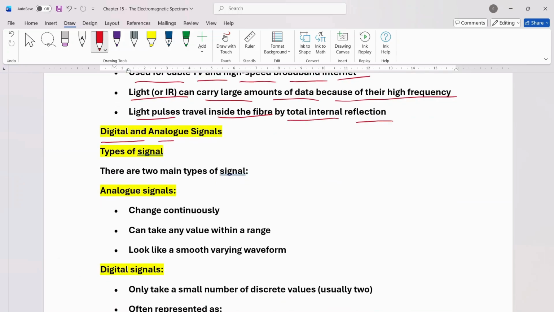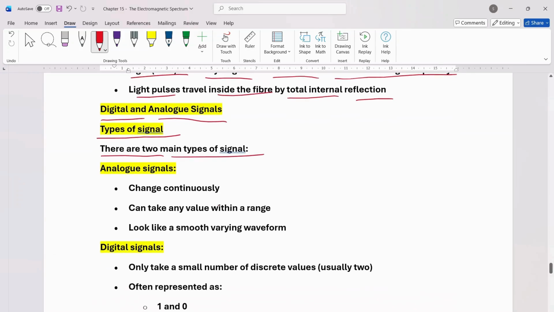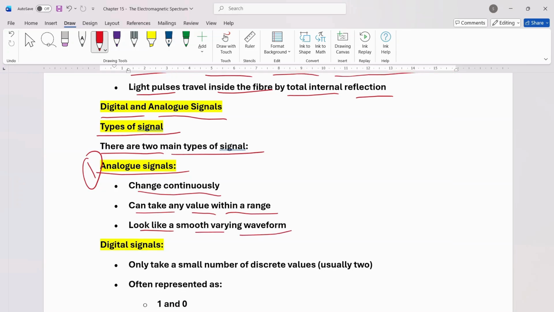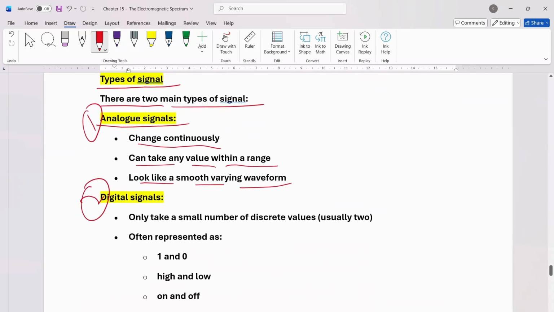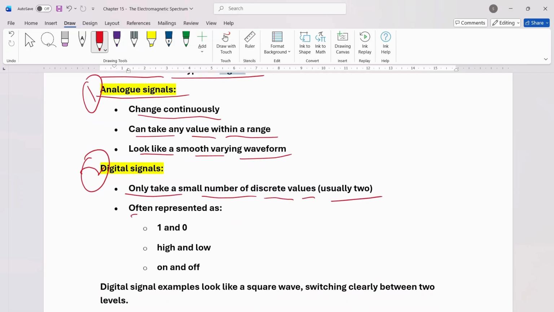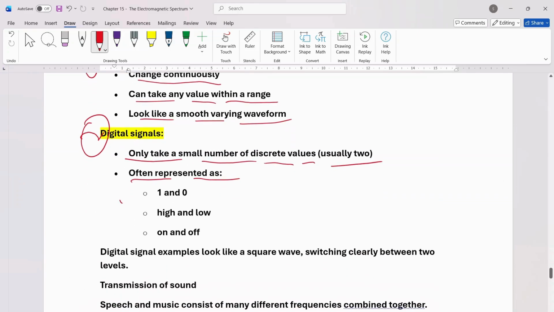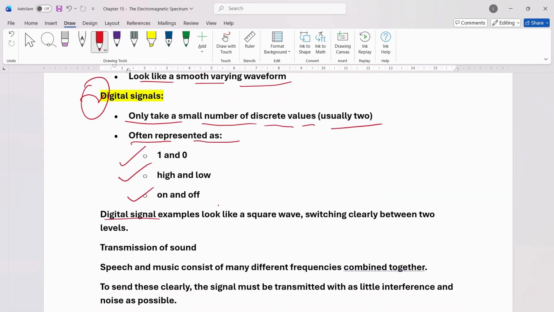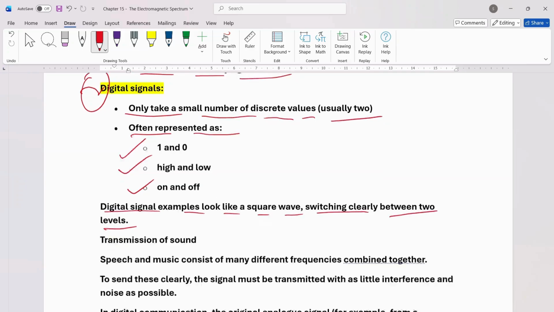Now let's talk about digital and analog signals. Types of signals. There are two main types of signal. One is the analog signal. It changes continuously, can take any value within the range, and looks like a smoothly varying waveform. A digital signal only takes a small number of discrete values, usually two, often represented as 1 and 0, high and low, on and off. A digital signal looks like a square wave switching clearly between two levels.